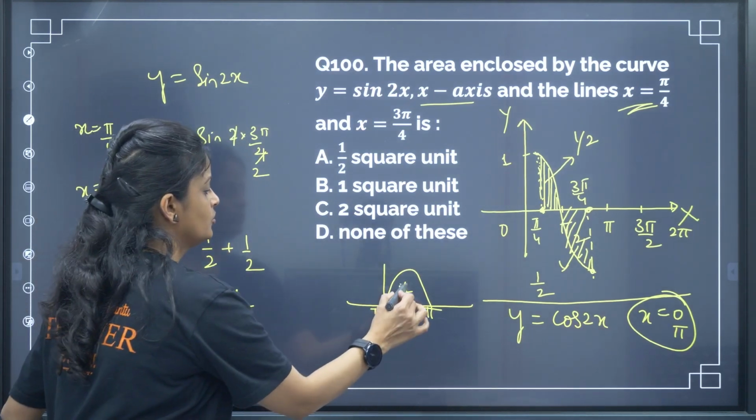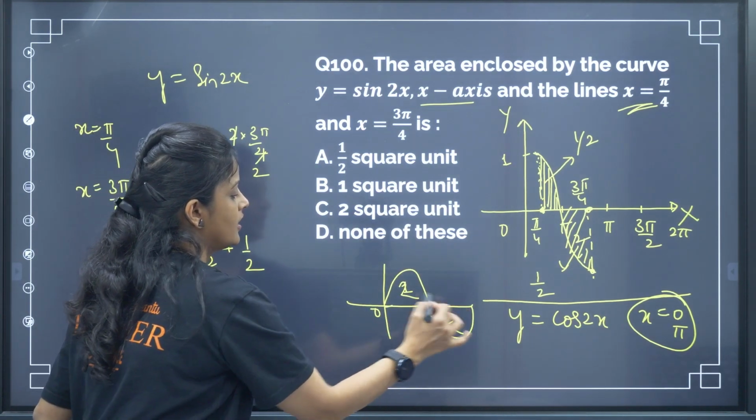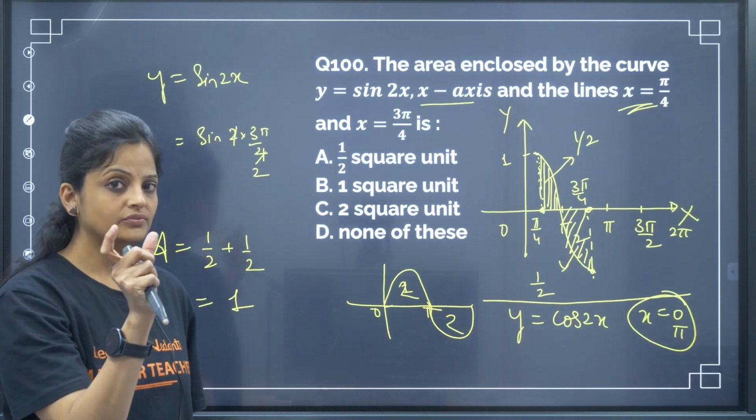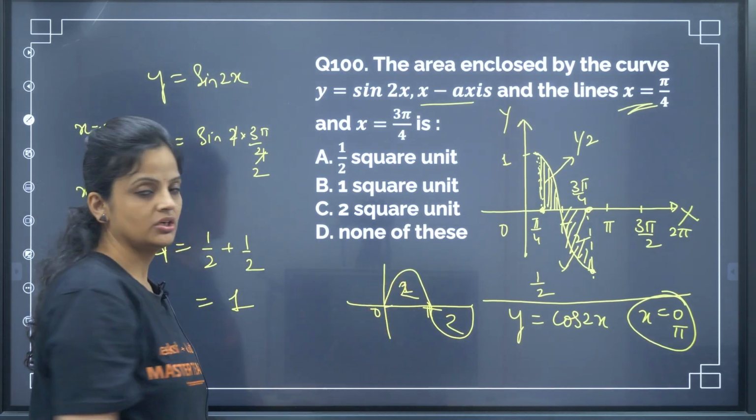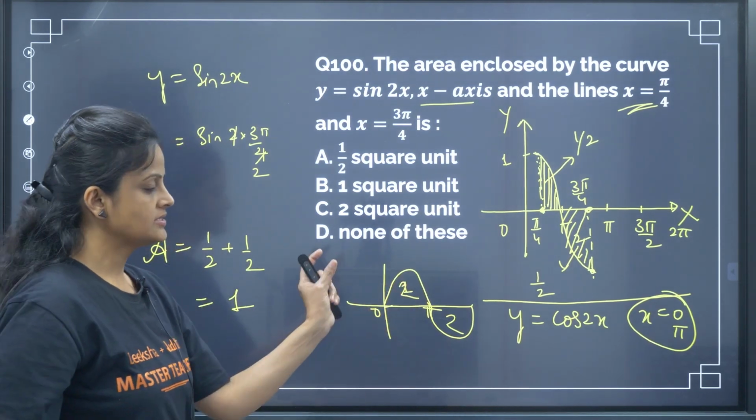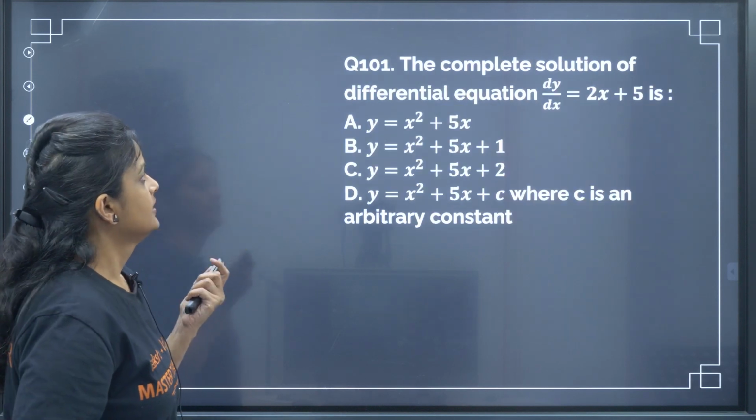If they have given 2 here, and the total is asked, then it will be 4. If half is asked, it will be only 2. See how it is coming. Okay, the intervals. Next question.